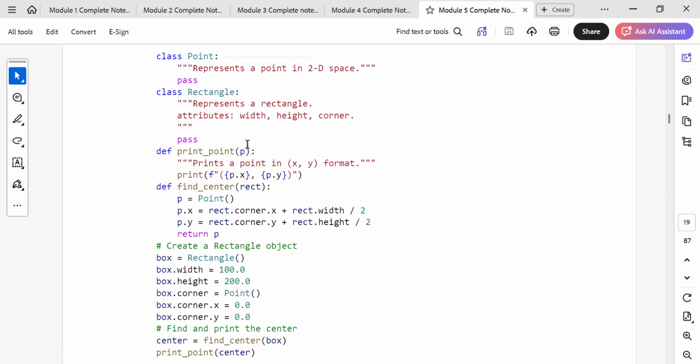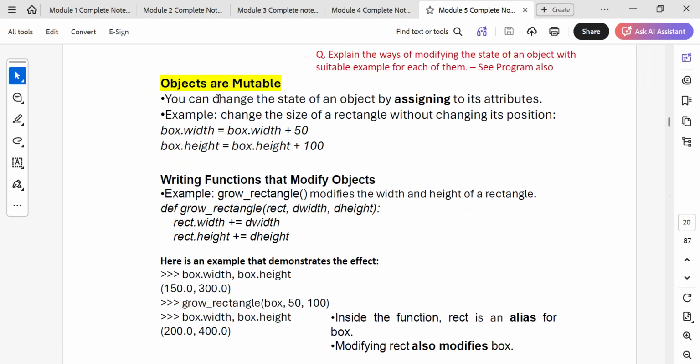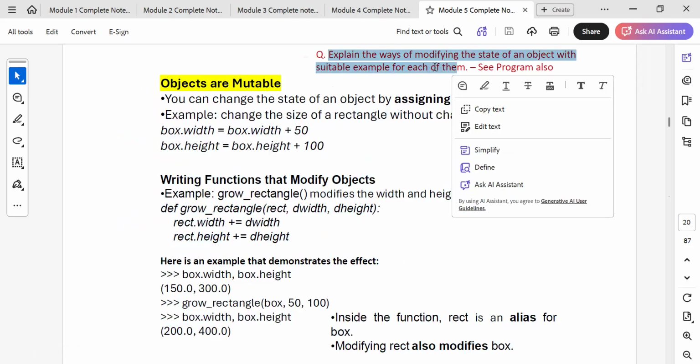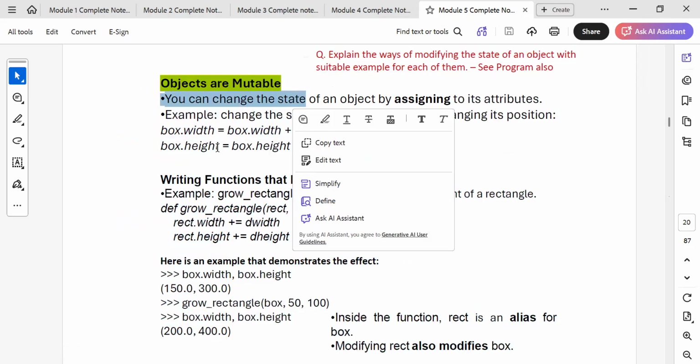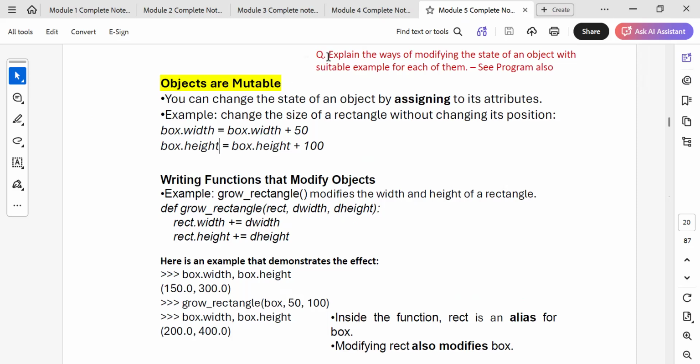Please go through it. Then, objects are mutable, so they will ask you to explain the ways to modify the state of an object with a suitable example for each. This kind of question they will ask, so this is a topic you have to cover. That is why I have given the questions here: if a topic is there, I have written the way a question might be asked. So how to grow the rectangle? They will ask that question.